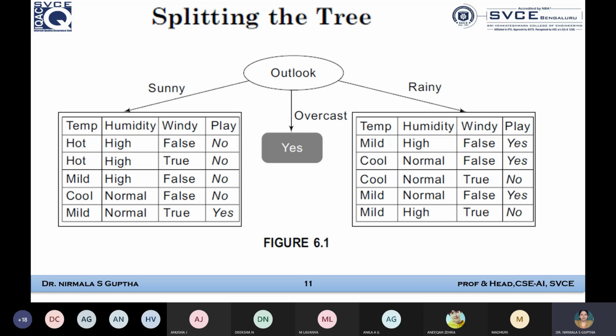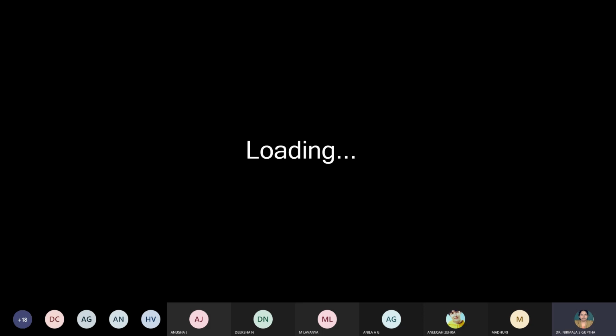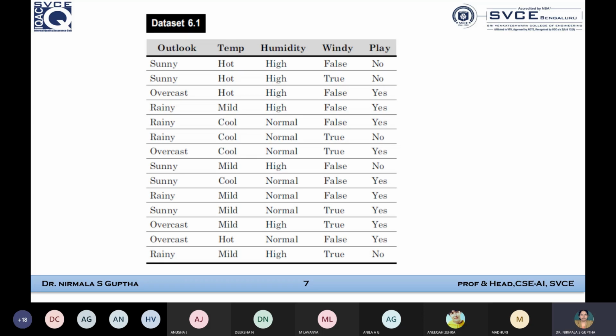Please don't get confused by the data set. The data set gives the answer for sunny, overcast, rainy, rainy, rainy, overcast. But we are supposed to look only into sunny. 1, 2, 3, 4, 5 rows only we need to take for computing the table. This is what I am asking you to do today.